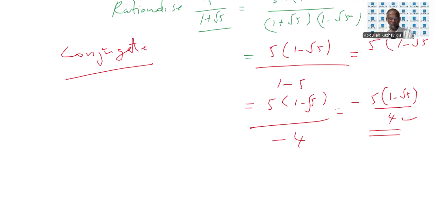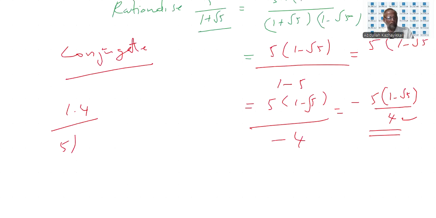Rationalize the denominator. You can see examples also. Now 1 by root 7, I am doing from exercise 1.4. Rationalize the denominator of the following. Fifth question. 1 by root 7, that is easy.